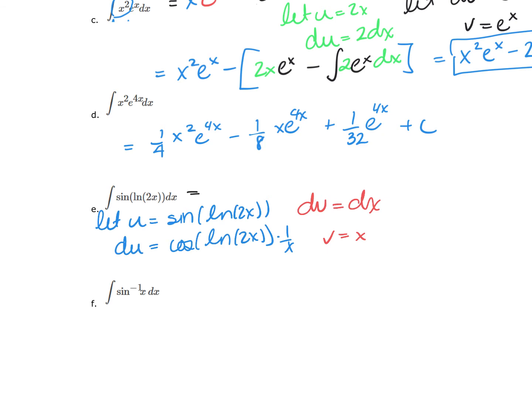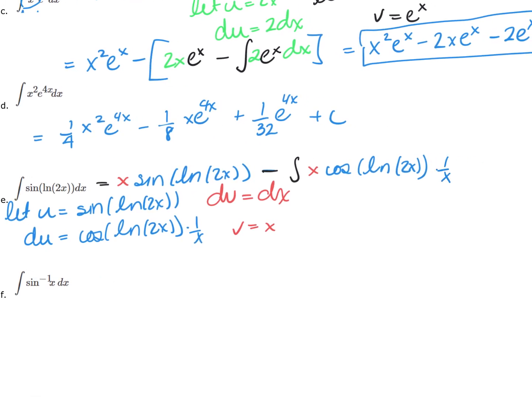Now this is kind of weird. Okay, so then this becomes the x, which is my v, multiplied by my u, which is the sine of the natural log of 2x, minus the integration of x multiplied by the cosine of the natural log of 2x multiplied by 1/x dx. Forgot my dx right there. Don't forget that dx. Okay, now what you can see is that this x and this x cancel, and I kind of almost am back to where I started.